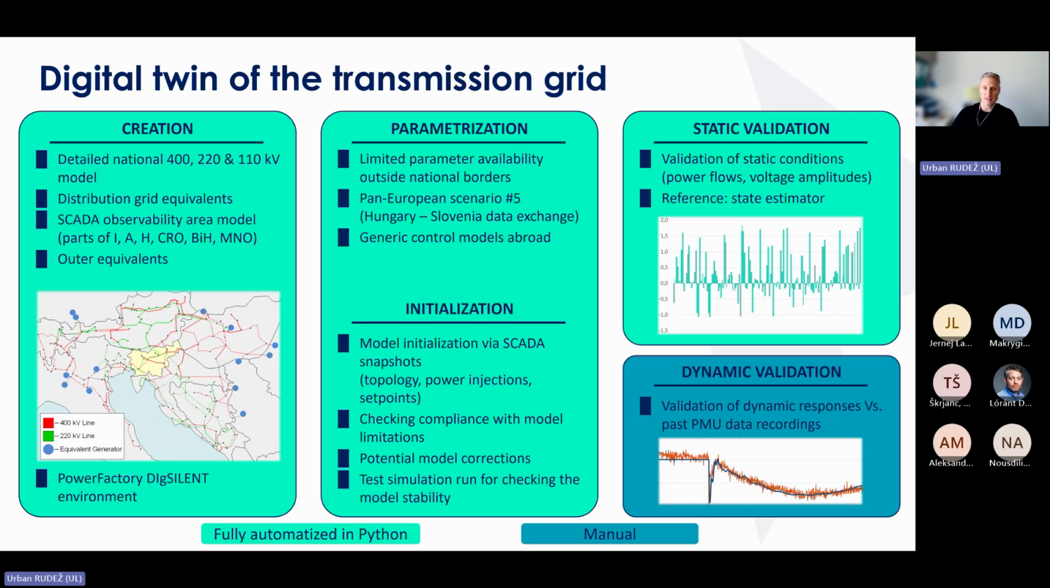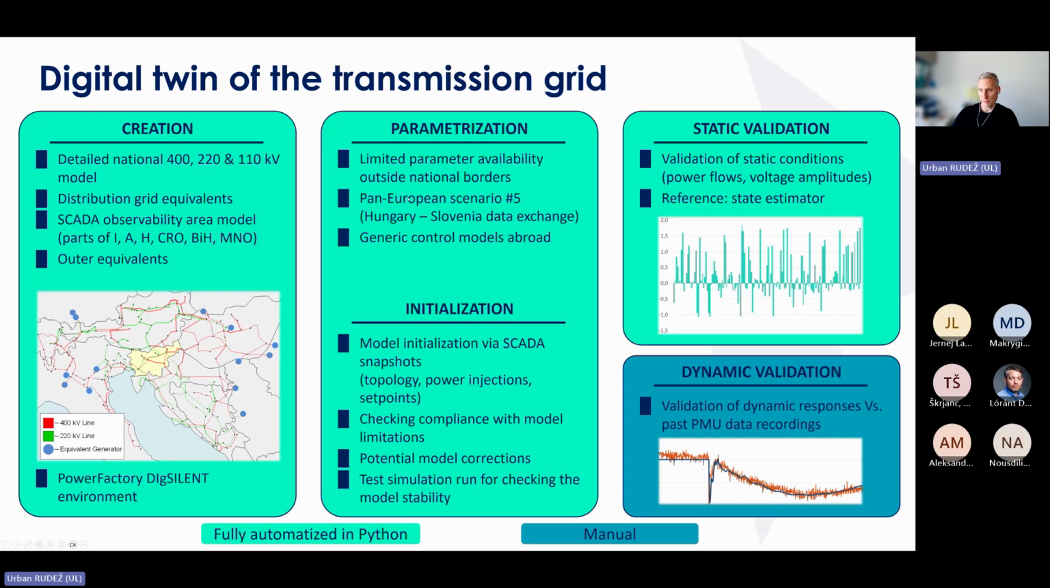Then the next phase was initialization of our model, which I already said was done by the SCADA snapshots. Then we're checking compliance with the model limitations. We correct any potential model problems, and then we run the simulation test, checking whether the model is stable or not. After that, we run the static validation.